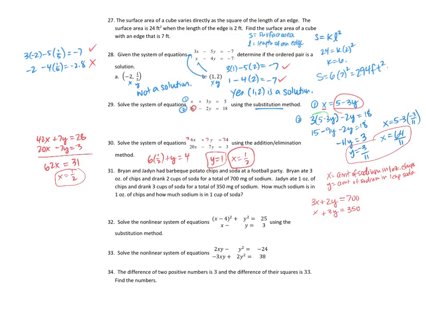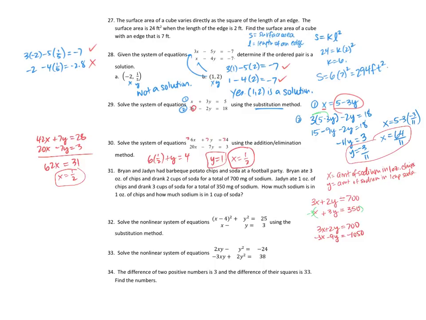Okay, and so what I want to do is solve that system of equations. And so we could do it lots of different ways. I think maybe doing an elimination might be easiest. So if I multiply everything by -3 on this bottom equation, then the 2 equations that I will have will be 3x plus 2y equals 700. And on the bottom, I'll have -3x minus 9y equals 350 times -3, which is -1050.